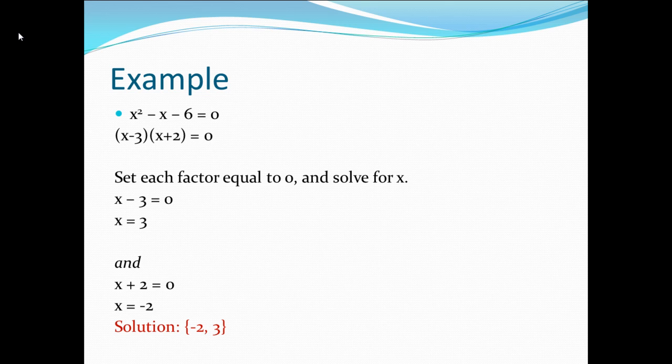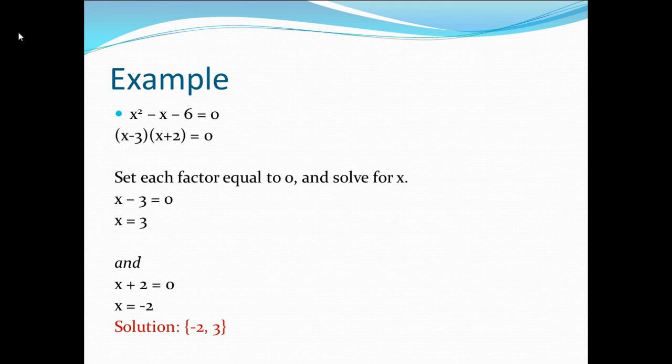In this example, we again have a trinomial, x squared minus x minus 6 equal to 0. Notice that the lead coefficient, the coefficient in front of x squared, is 1. Also notice that now we have a negative in front of our 6 and a negative in front of our x. The negative in front of the 6 tells us that the signs within our factored binomials will be opposite. So we will have one factor that looks like x minus, and the other factor will be x plus.